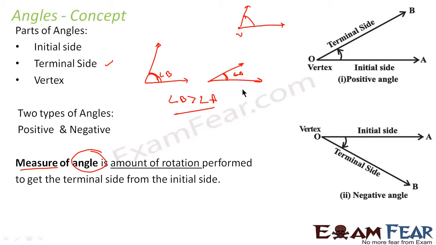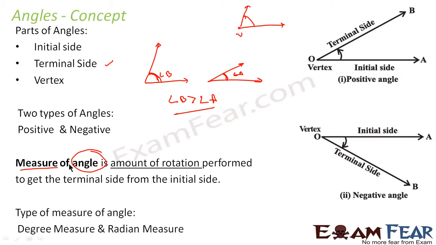You start with the initial side, you go to the terminal side, and the amount of rotation performed about the vertex is called the measurement of angle. There are two types of measures actually, degree and radian measure. Here we'll be more concerned about degree. Radian measure we will learn in the next class. We'll take some examples of degree measure.